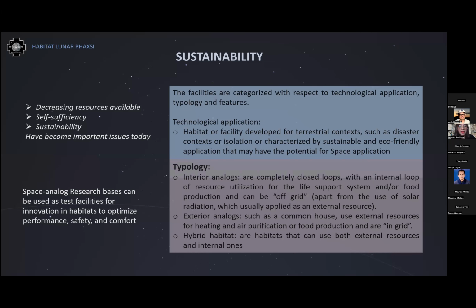And about sustainability, today we live in a world where our resources are limited. PHAXSI is aware of this, which is why it will seek the path of sustainability, a major global innovation in habitats along with optimization and security. In the world, self-sufficiency and sustainability have become important issues today.